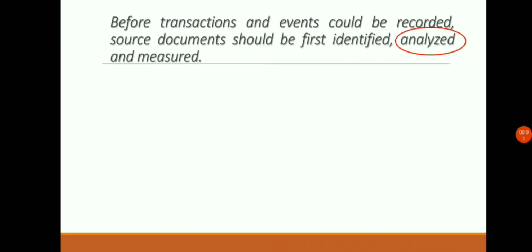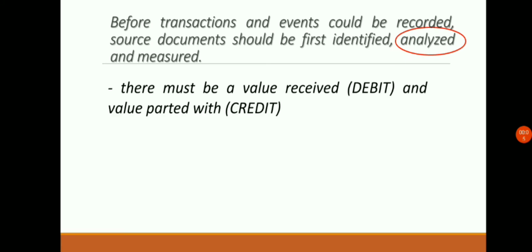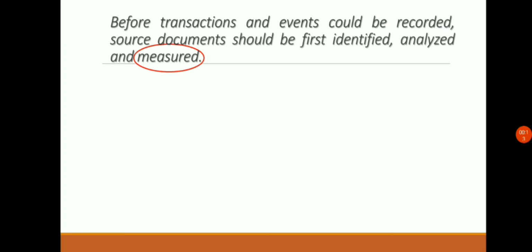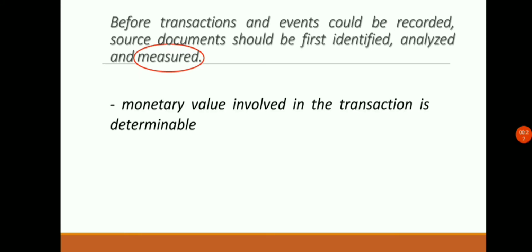In analyzing, the transaction should have a dual effect, which means there must be a value received or debit and a value parted with, which is also called credit. In measuring, the transaction should be quantifiable or measurable, meaning to say, the monetary value involved in the transaction is determinable.